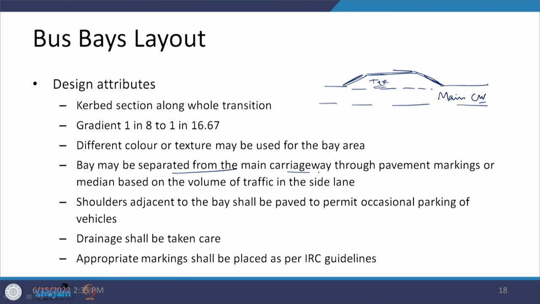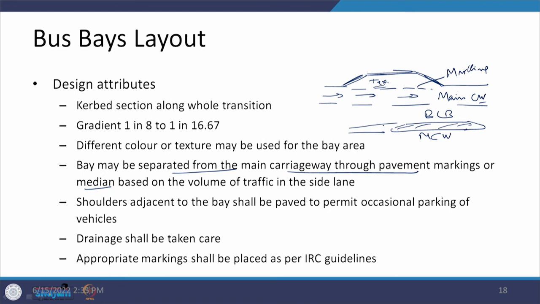So, now this is the marking we are talking about, but say if the traffic is quite high on this section and we have to separate them out, then there is a possibility of having the median. So, there is a main carriageway here and this is a bus layby. When you have this median, it is also going to have the chevron markings again. So, this is an island and these are markings. So, this is how it will be done.